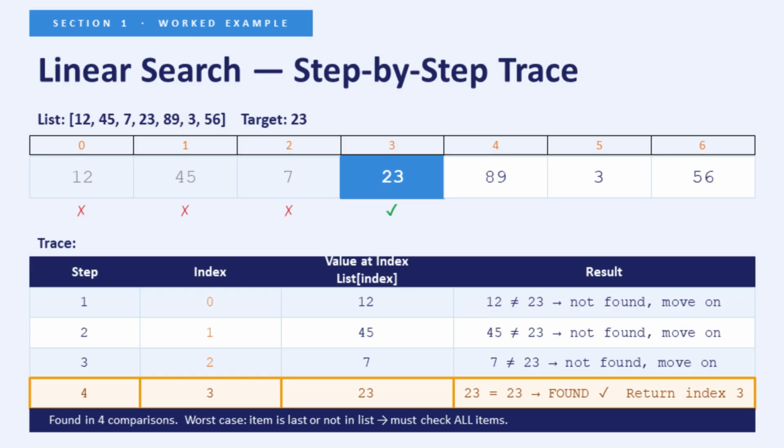If 23 had not been in the list at all, we would have kept going all the way to index 6 before confirming it was not there. That is the worst case. You check every single item.